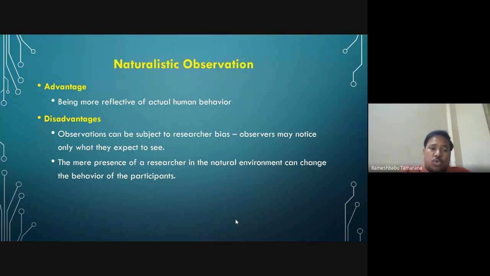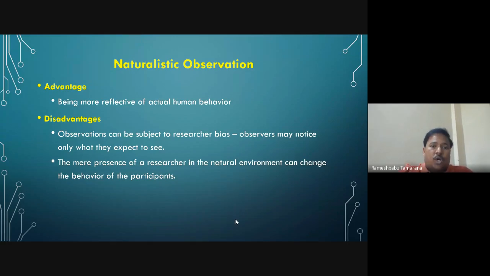And also, in naturalistic observation, the mere presence of a researcher in the natural environment can change the behavior of the participant. Say, for example, though you are observing your students outside on the playground, and you are a little far, they still think that they're being watched. The participants can change their behavior in their environment. So these are the two disadvantages of naturalistic observation.